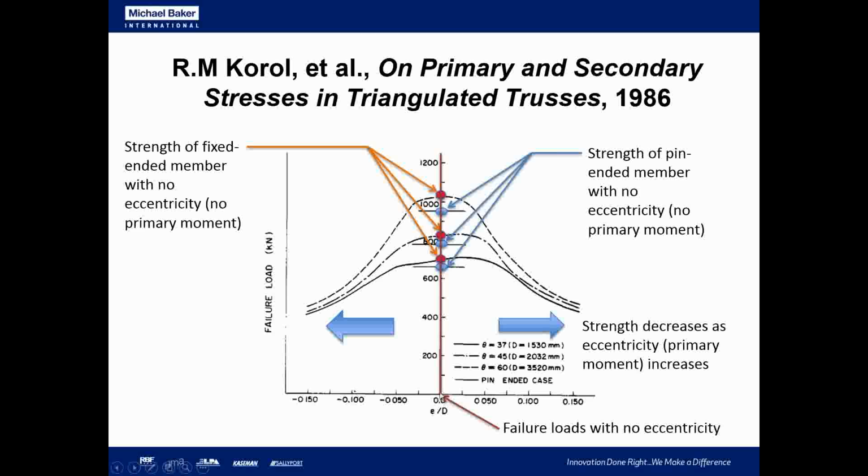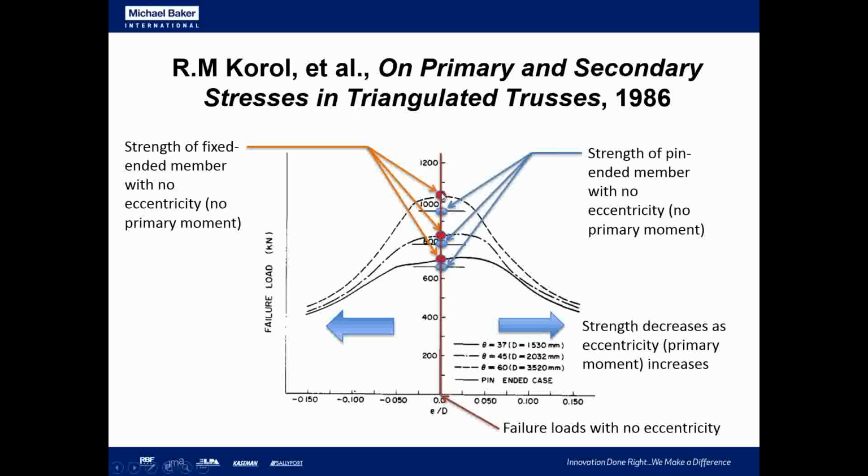The red vertical line here is tests with no eccentricity or no primary moment, so all the load being applied at the joints. The blue points here represent the ultimate strength of pin-ended members, so all the load applied at the joint, so there's no eccentricity, no primary moment, and the joints are free to rotate, while the red data points represent the same loads, but fixed-end members, so the truss members are not connected with pins, but are rigidly fixed. You can see here that the strength of the fixed-end members for the same configurations was actually slightly higher than the strength of the pinned-end members.